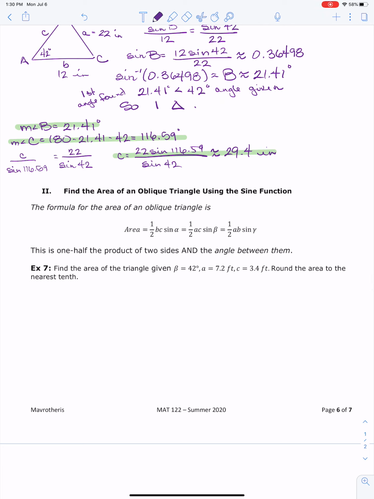So that's it for those examples. If you need another example, be sure to reach out and we can go through another 1 or 2 or 4 of these, whatever you need. Let's go on to part 2.